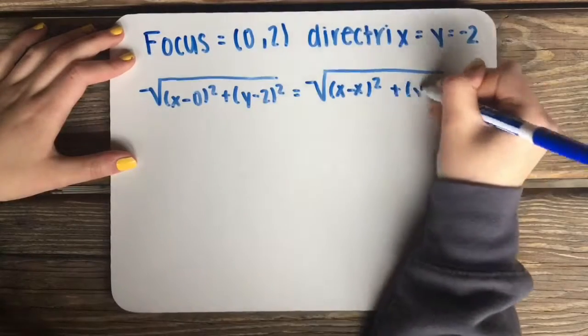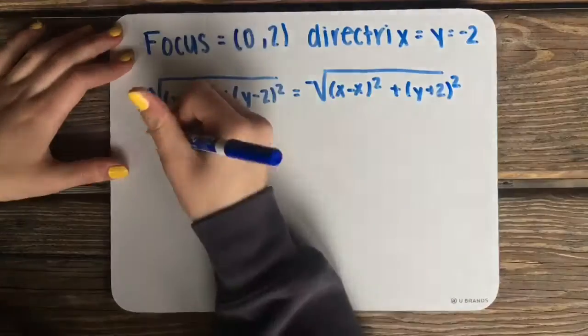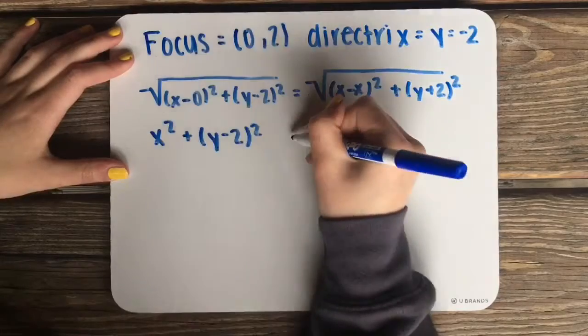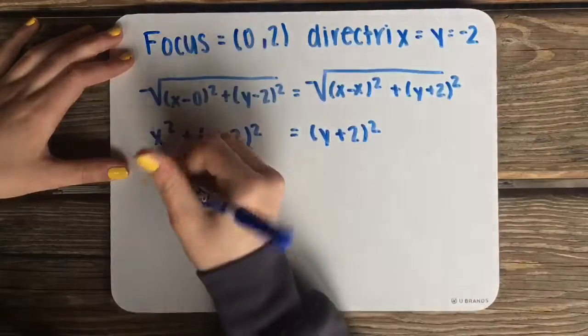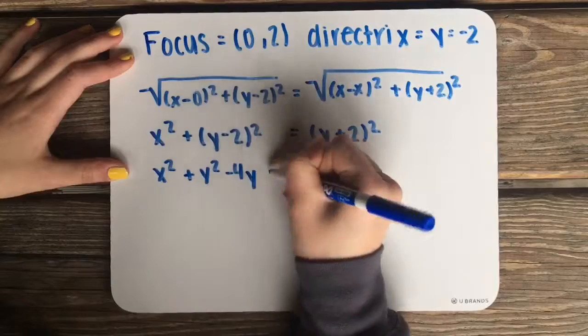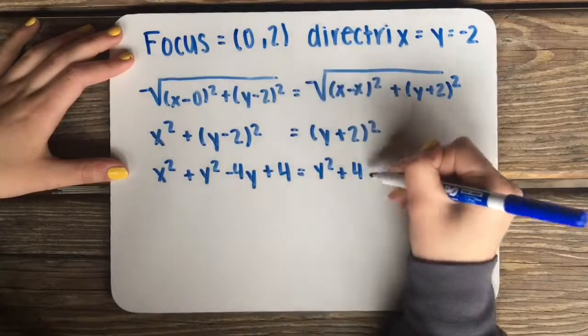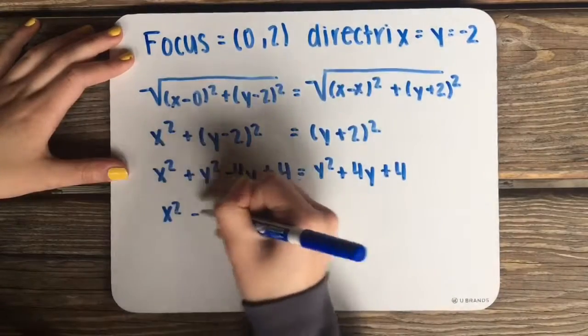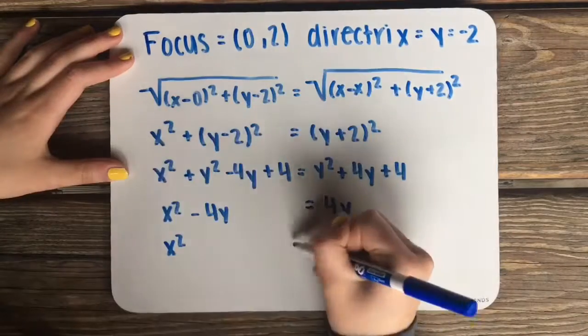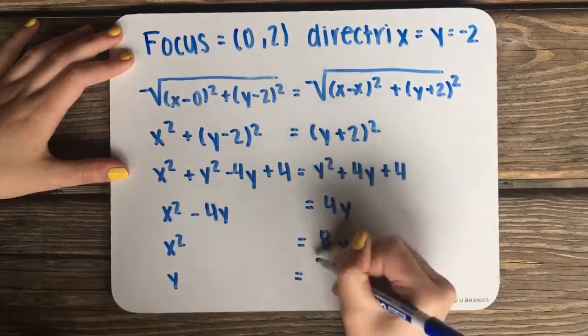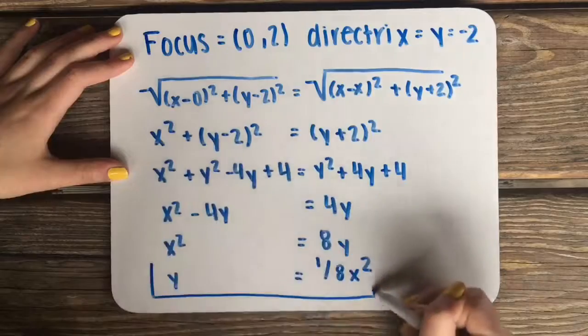So first, you'll square both sides. Then, after squaring, you're going to expand. Then you'll add negative y squared minus 4 to both sides. Then you'll add 4y to both sides and solve for y.